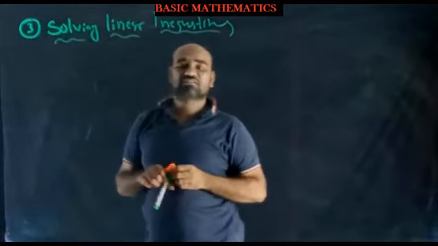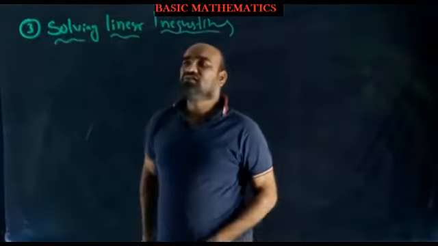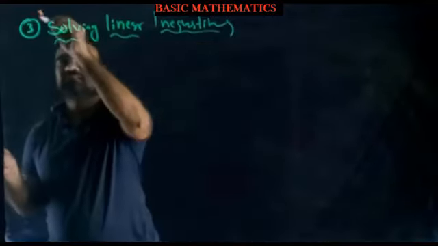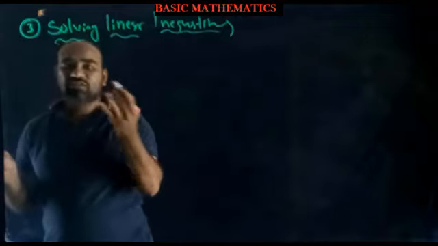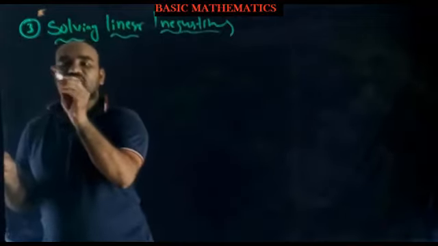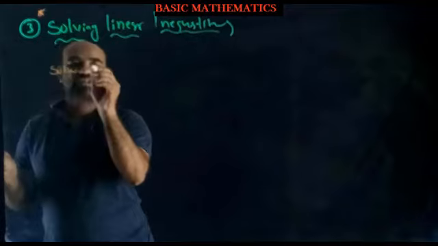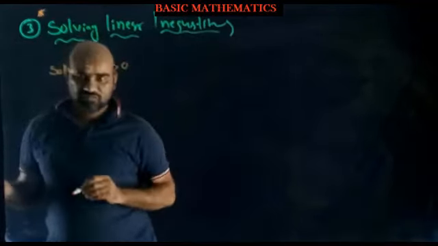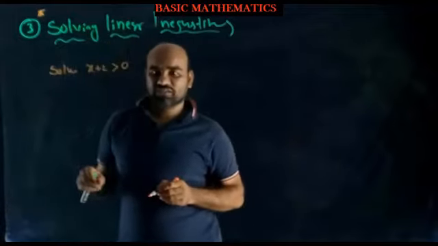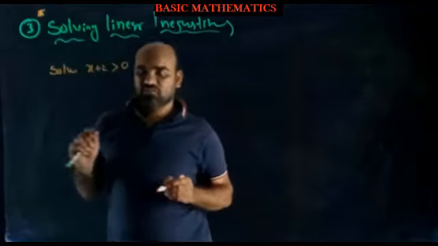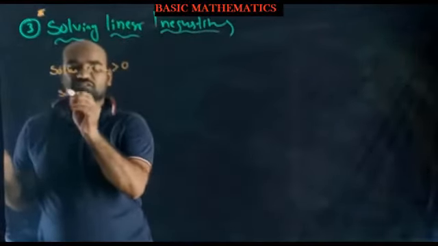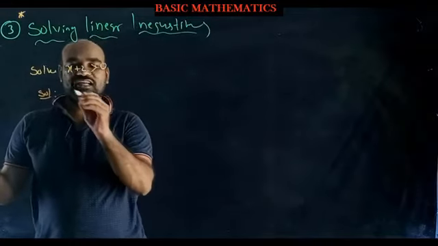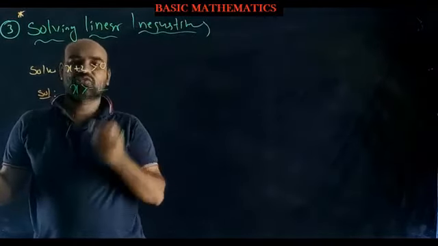Friends, our third part, solving linear inequalities. Important part. Okay, I will explain through examples only. Solve x plus 2 is greater than 0. We want to find the values of x so that x plus 2 greater than 0. Okay, solution. So adding -2 on the other side, x is greater than -2.